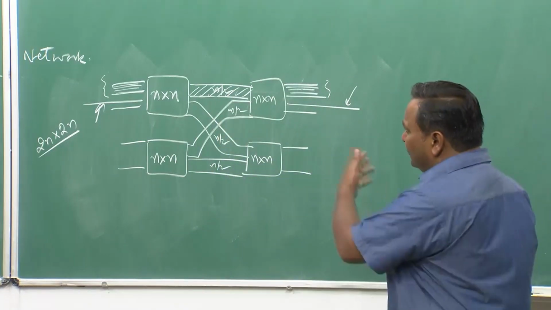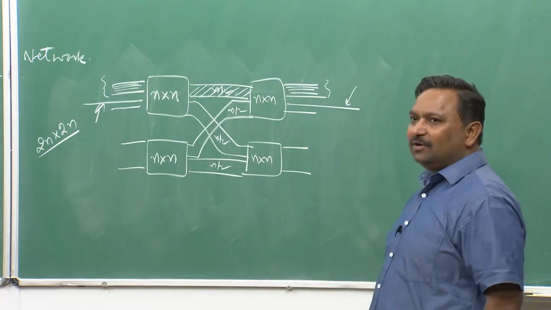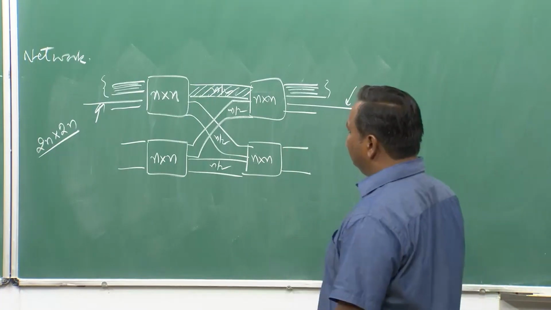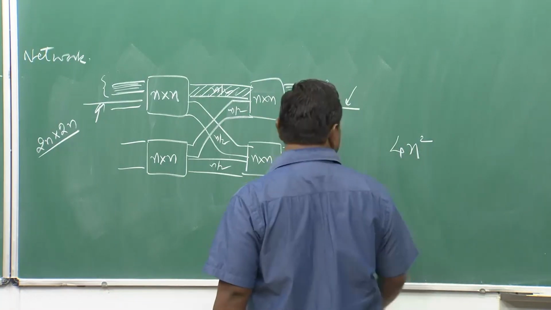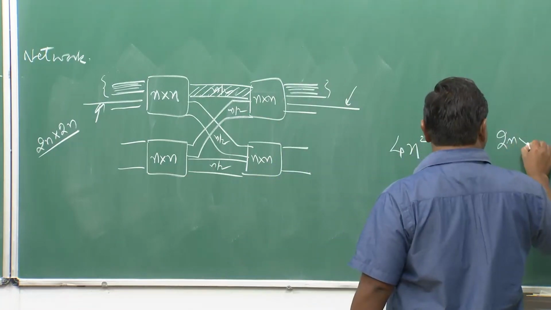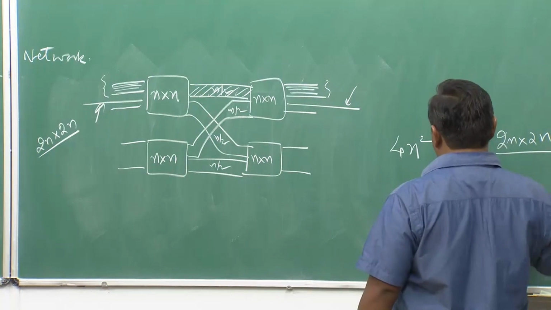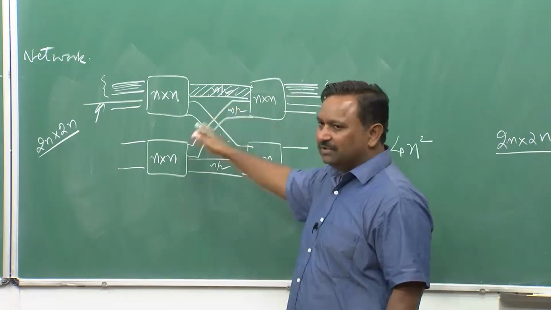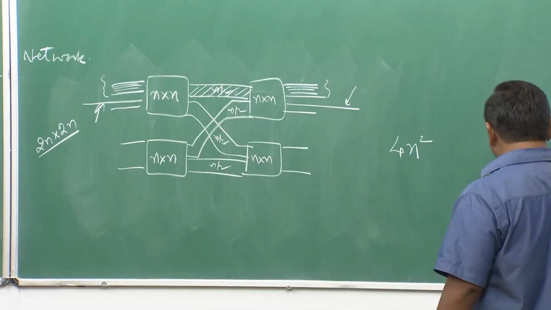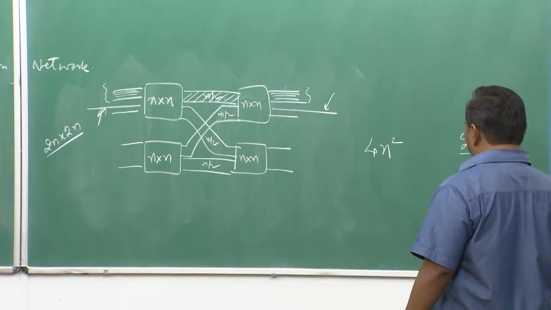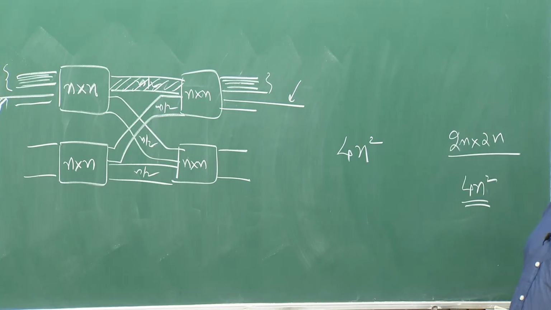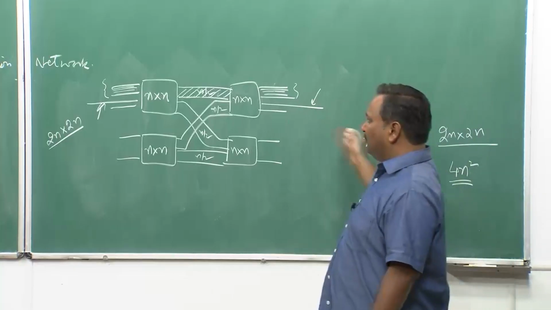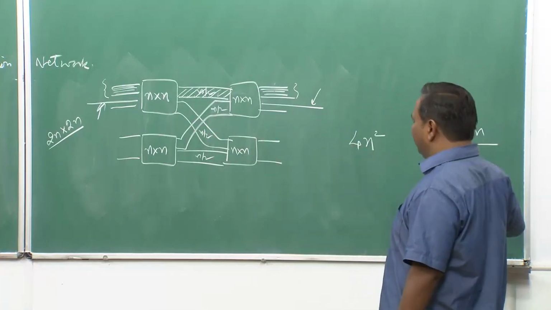And of course, for this 2n by 2n, my cross point complexity is actually 4 into n square for a 2n by 2n system. There are 4 such switches. Of course, cross point complexity turned out to be 4n square here also. So, same cross point complexity, but I ended up in a blocking system. But I can generalize with 2n by 2n, it turns out to be same.